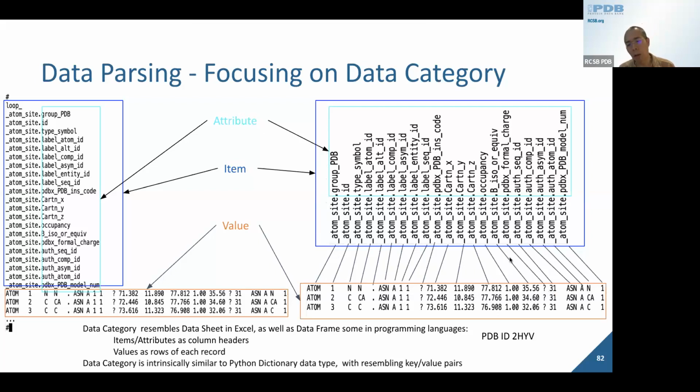From now on, I want you to just remember this resemblance: the header and value, or the data item and value, with this mapping.